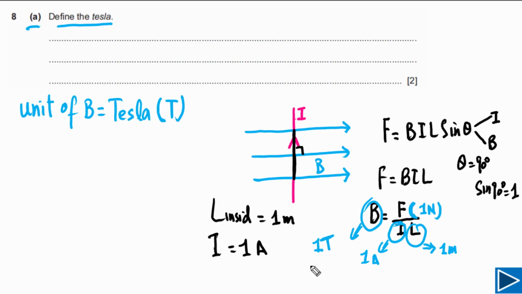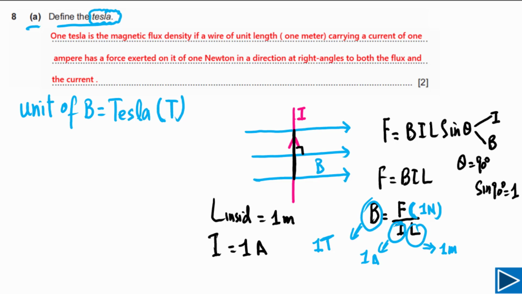So let me explain how you can write down your answer. One thing more you need to understand: Tesla is a unit, so you have to define this in terms of units. This is how you can write down your answer. You have to mention that 1 meter, the unit length, of current-carrying wire of 1 ampere experiences a force of 1 Newton in a direction at right angles to both the flux and current. If you mention these points, you will get 2 marks for this question.